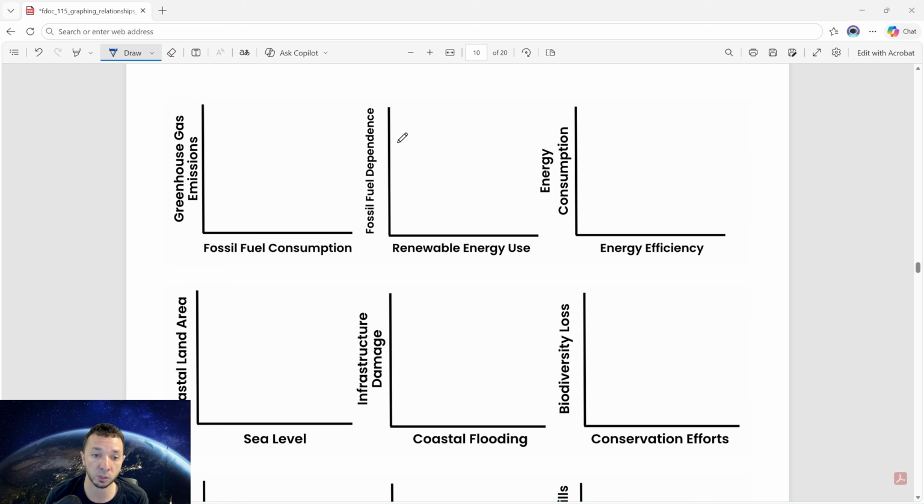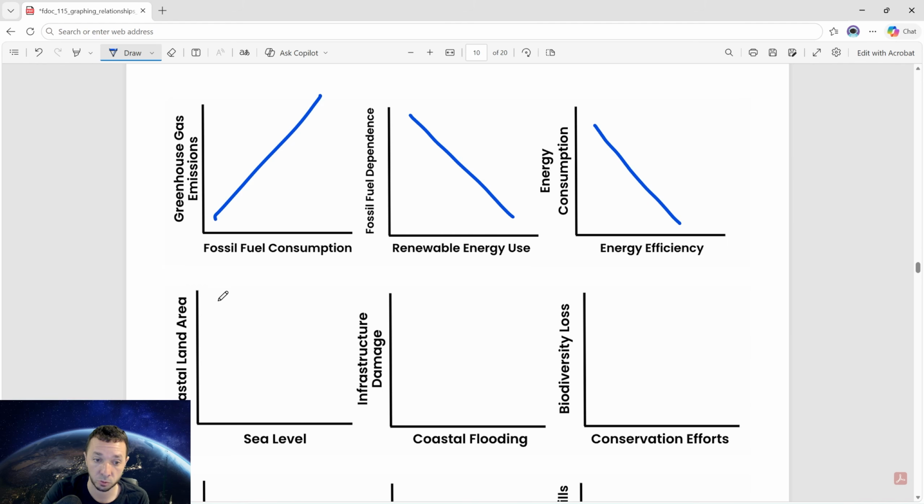As fossil fuel consumption goes up, the greenhouse gas emissions would go up as well. As renewable energy use goes up, what happens to our dependence on fossil fuels? It should be less. If there's more energy efficiency, the energy consumption should drop. If higher sea level, the coastal land area would drop. If there's more flooding, what happens to infrastructure damage?